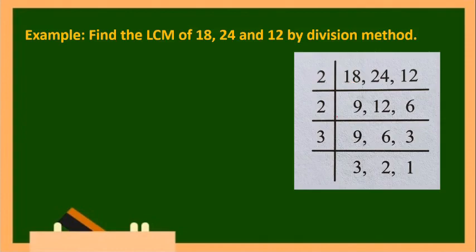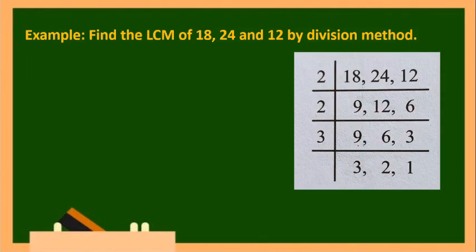Now see here 9, 12, 6. 12 and 6 are even numbers, so these are divided by 2, but 9 is not divided. So two numbers are divided by 2, minimum two numbers. Since 9 is not divided, we should carry it forward as usual. So 2, 9 written as usual. 2 6s are 12, 2 3s are 6.